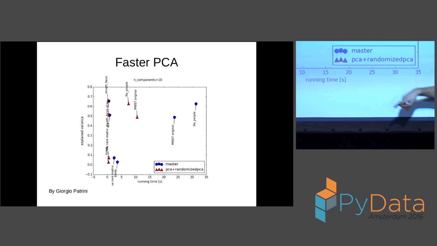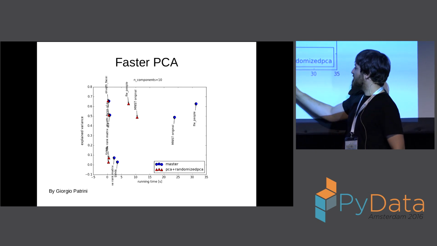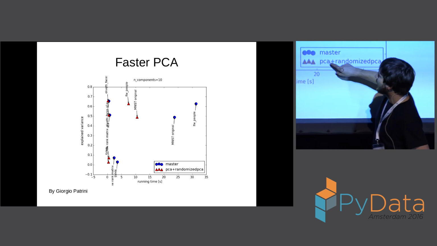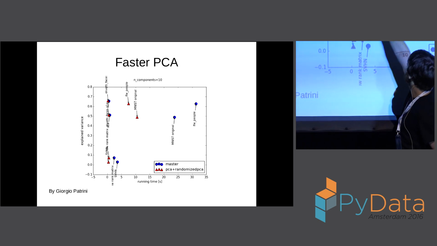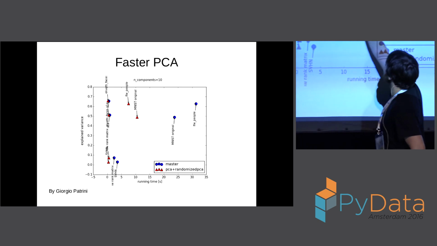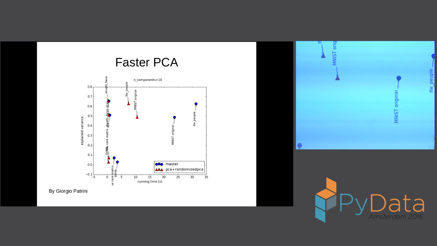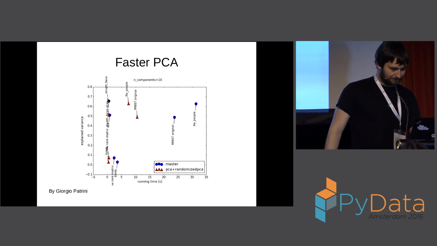This is runtime. This is how good the algorithm is, and you can see that doing MNIST went from 25 seconds to, oh no, it's here, sorry, to 10 seconds and it's still accurate. And labeled faces in the wild went from here to there and it's still pretty much as accurate.